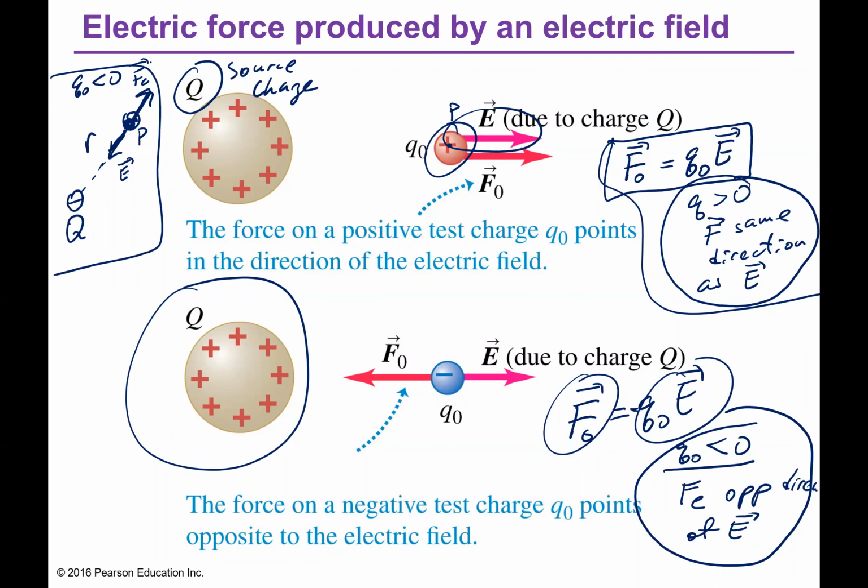Well, does this make sense? Again, it does, because negative and negative repel each other. So the force is repulsive, away from the source charge. So that's kind of what we have.